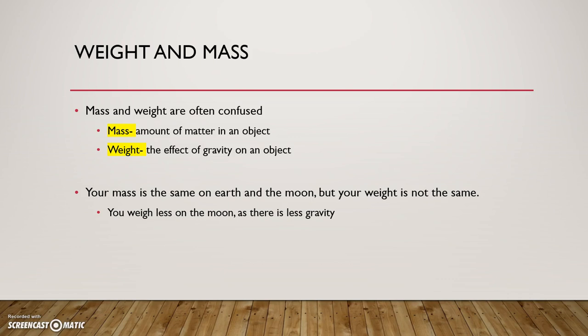If something has more mass, it might not necessarily have the same weight as another object that has the same mass. So, for example, your mass is the same here and on the moon, but your weight on the moon is not the same, because you would weigh less on the moon as the moon has less gravity.